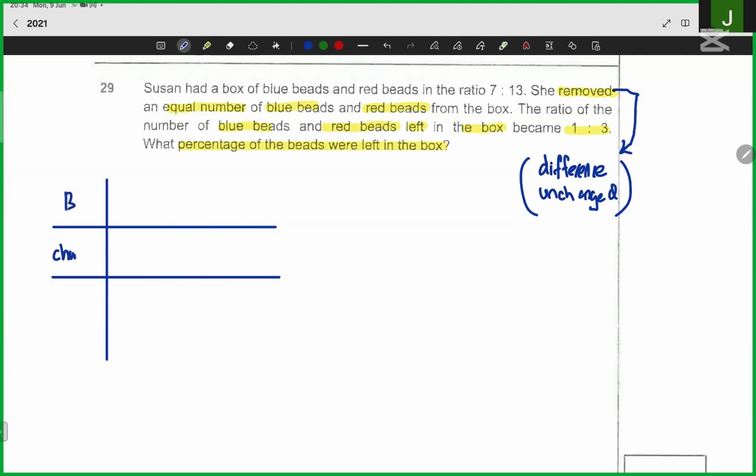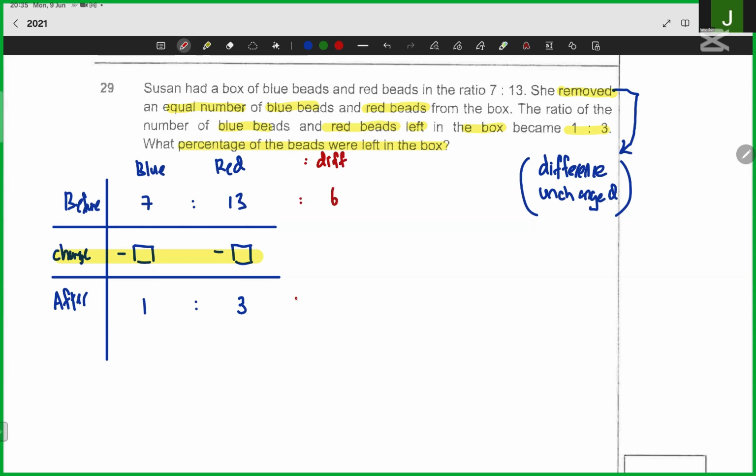Before, change, after. Okay, blue, red. Okay, so blue and red is in the ratio of 7:13. Remove equal, so minus, minus. All right, the ratio now become 1:3. Now the change always tells us the concept. So minus minus means difference is unchanged. So difference here is 6, here is 2.